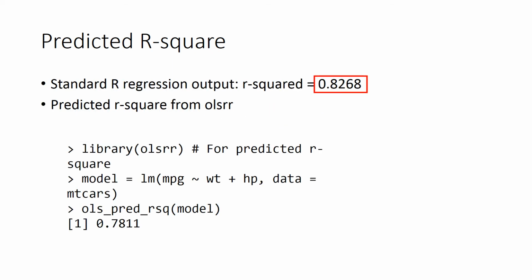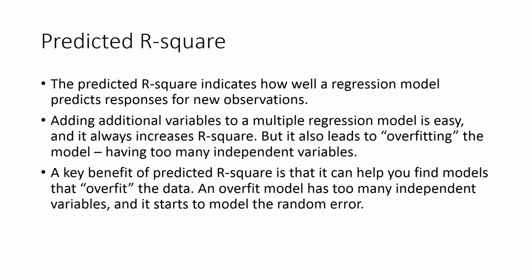The R-squared from regular regression, not LOOCV, was 0.8268, and the interpretation of this is that the model explained 82.68% of the variation in miles per gallon. The predicted R-square, on the other hand, equals 0.7811 rounded. Predicted R-square is a more realistic estimate of how well the model will predict new observations.